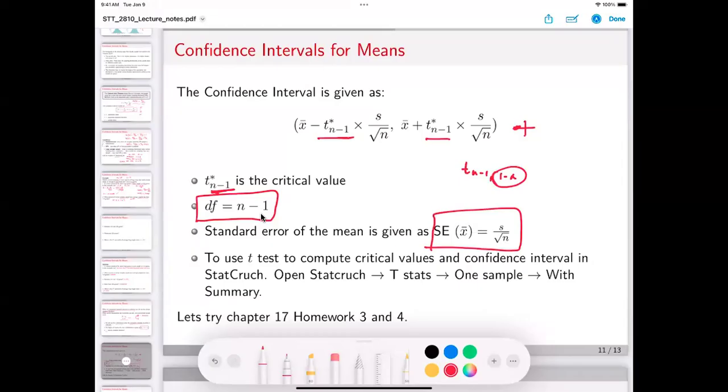So the first thing I'm going to teach you is how to get a critical value for the t. You know how to do it for the z. Let's learn how to get a critical value for the t. And based on that, we are going to answer question 3 and then 4.